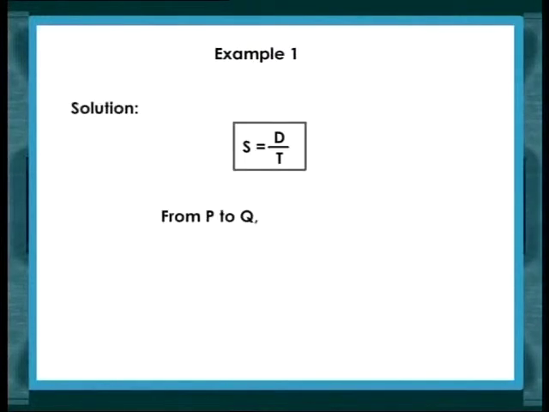Speed of the car from P to Q equals 180 divided by 2 equals 90 kilometers per hour. Speed of the car from Q to R equals 240 divided by 4 equals 60 kilometers per hour.